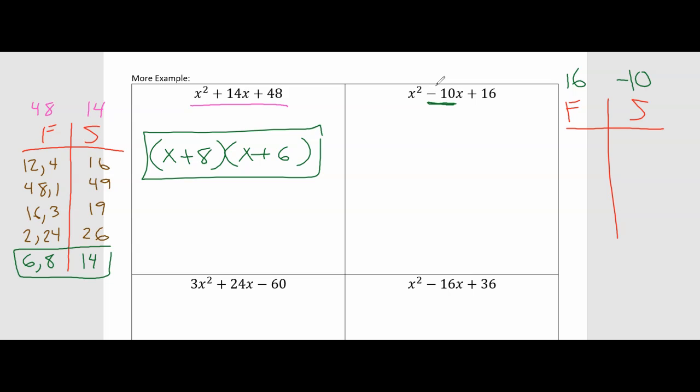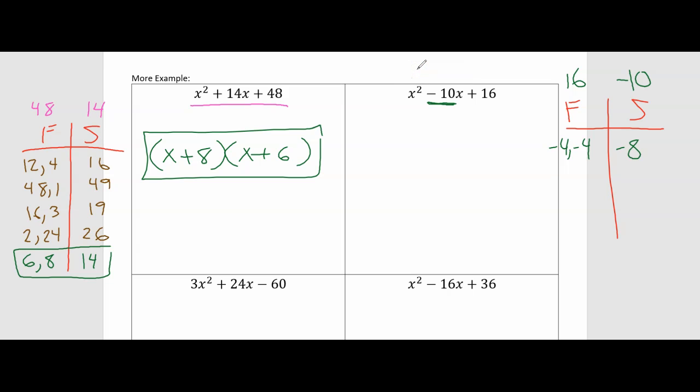However, if we come up with two negative factors, a negative times a negative gives us a positive, and a negative plus a negative will give us another negative. So we need to think about what the negative factors of 16 are. Well, let's do negative 4 and negative 4. That's going to sum to negative 8.